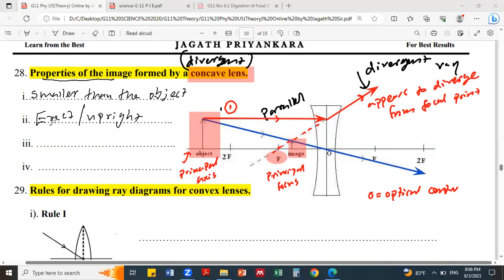So this image, yeah, good. I got the correct answer from Bhatika Muhammad. Very good. Sasini, is this real? That means you can put the screen here and get it, a white paper or something between O and F. No, this is a virtual image, students. This is not a real image.